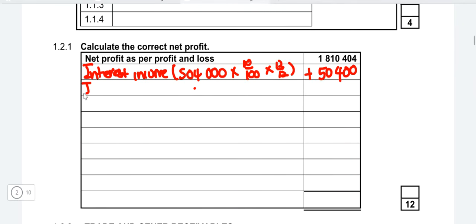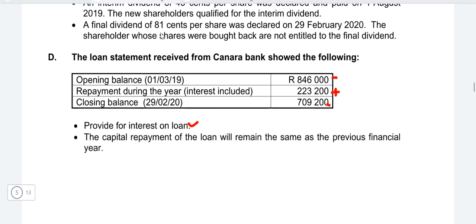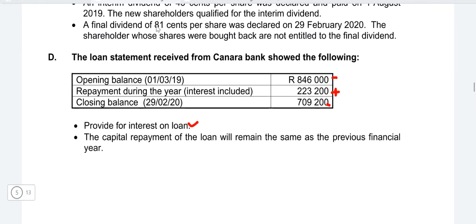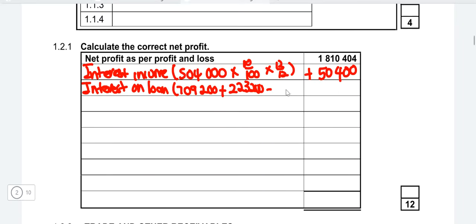So in terms of interest on loan, you are going to say 709,200, and then you add back the payments, which is 223,200. So we're going to add 223,200, and then we subtract the opening balance, which is 846,000.